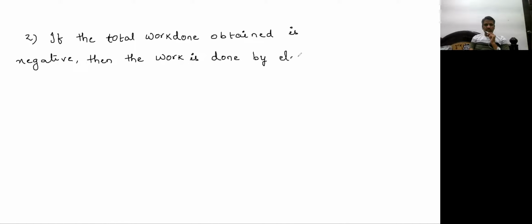That's about the first point. Then moving to the second point: if the total work done obtained is negative, then the work is done by the electric field.